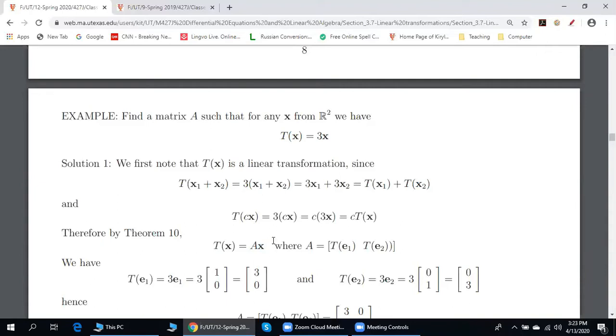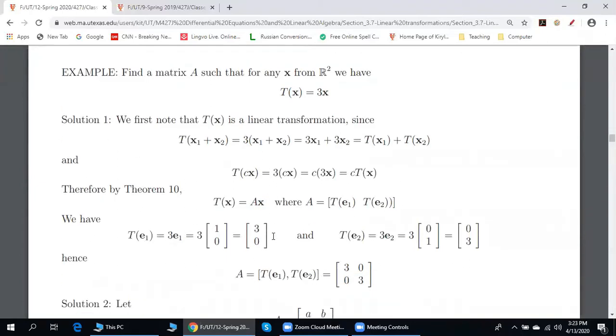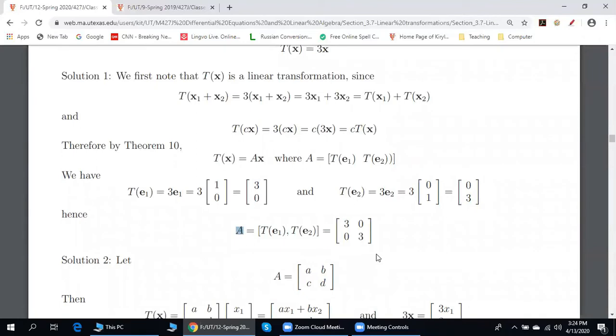Question is, how do we find this matrix? Answer, theorem 10 tells us that column number 1 of our matrix is T of e1. Column number 2 of our matrix is T of e2. What is T of e1? By this formula, it's 3 times e1, which is this. Column number 2 is 3 times e2, which is this. Conclusion, our matrix A is of the form 3, 0, 0, 3.